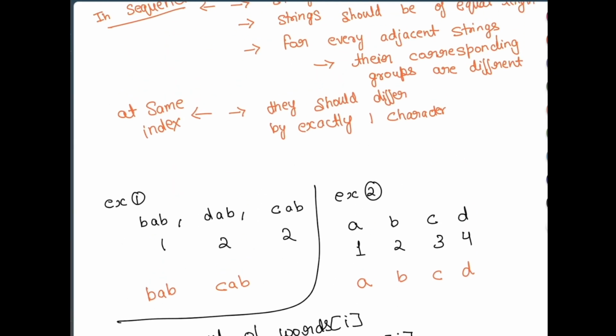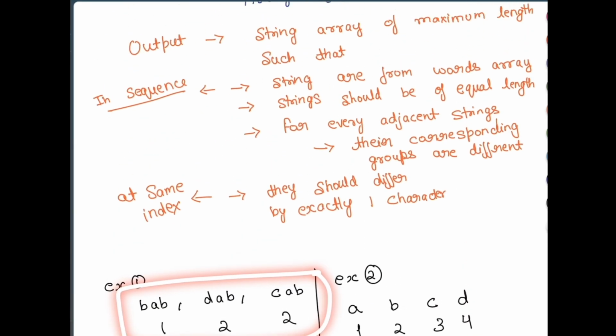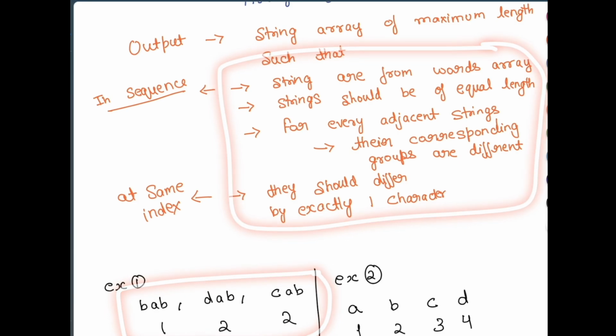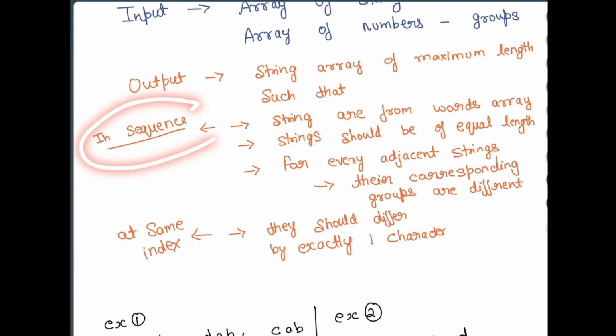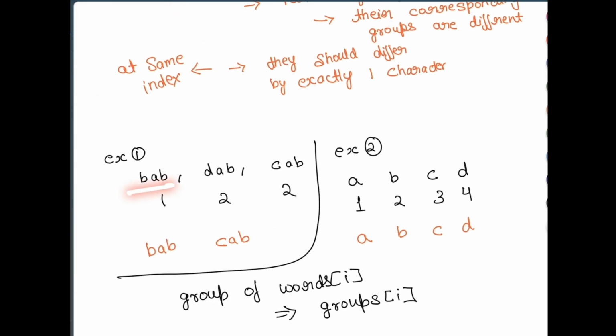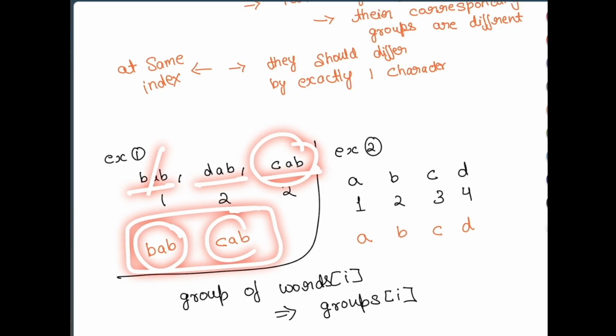Now, how can you find out what is the output in this case? You need to follow these rules, right? The first one is the strings which you are forming in your string array, which you need to give as an output, should be from the words array, and it should be in sequence as well. So you need to see the strings in your words array in sequence, and then you need to find out what are the possible words you can put in the output. So you can put BAB, you can put CAB, you cannot put DAB, and we will see how.